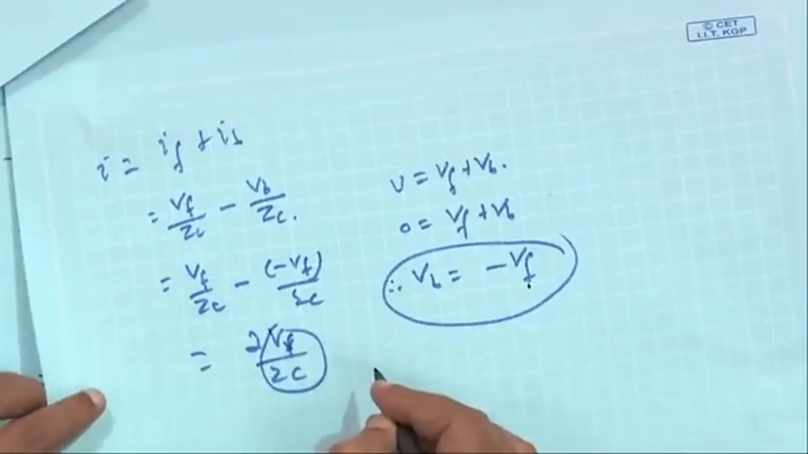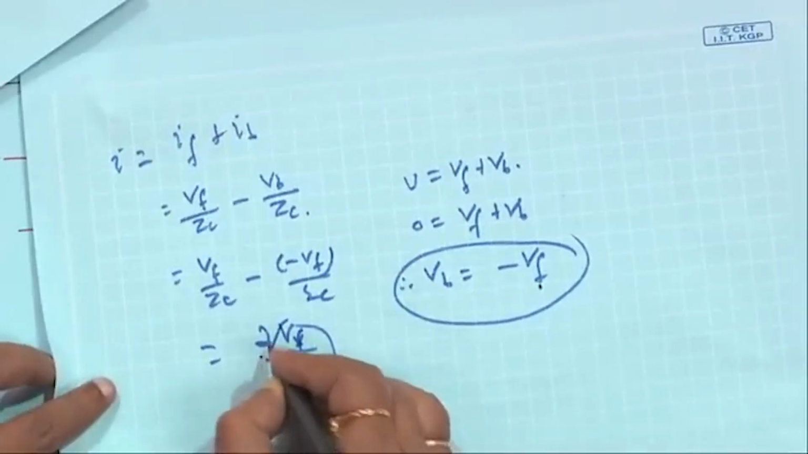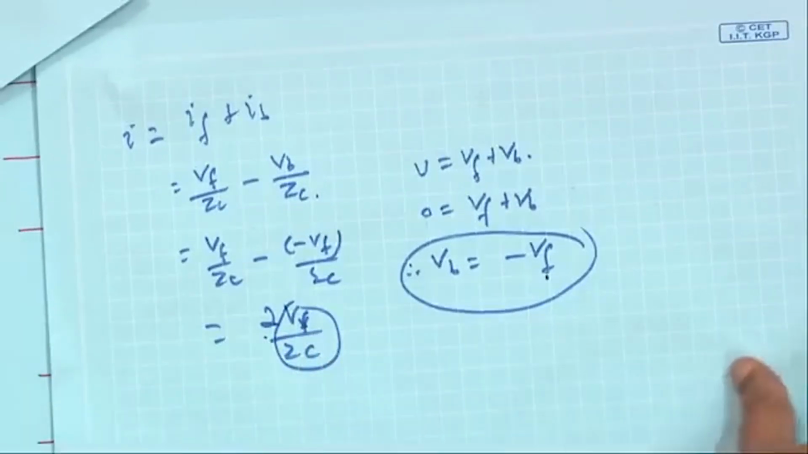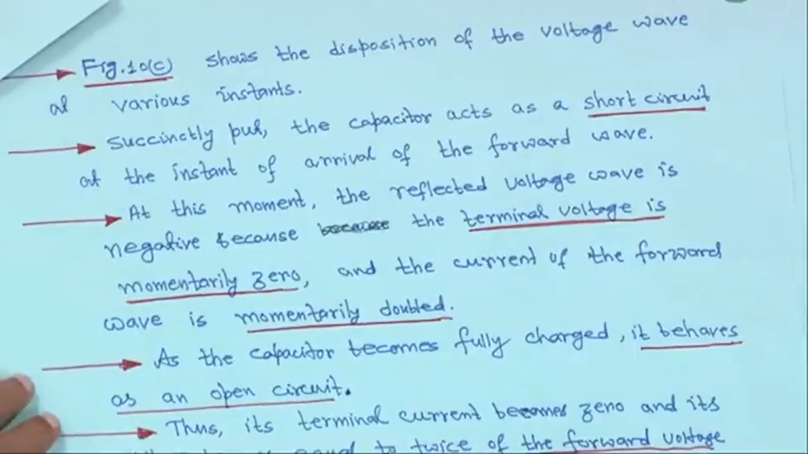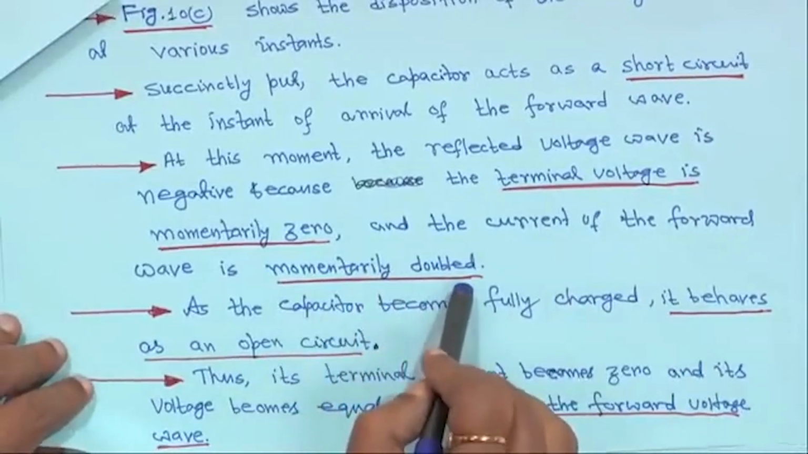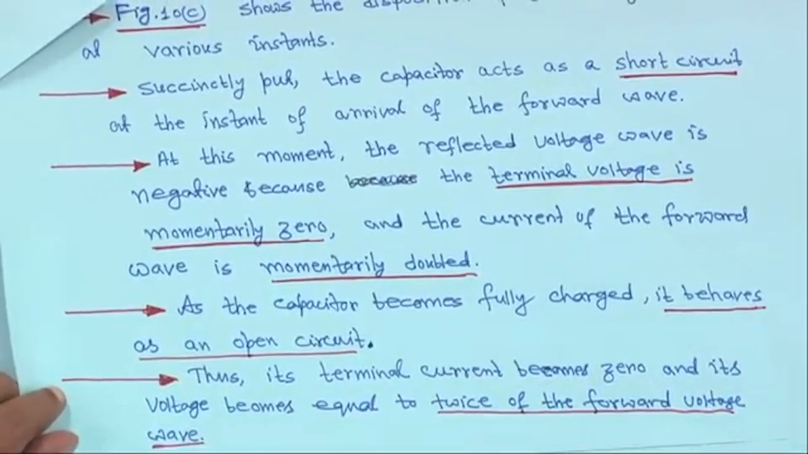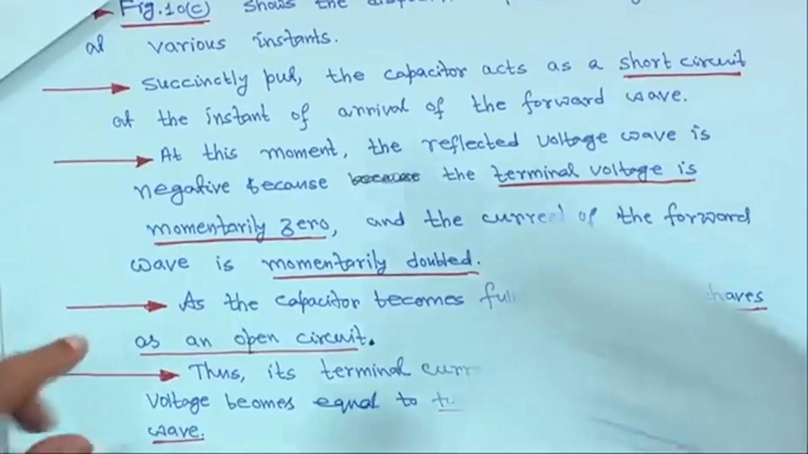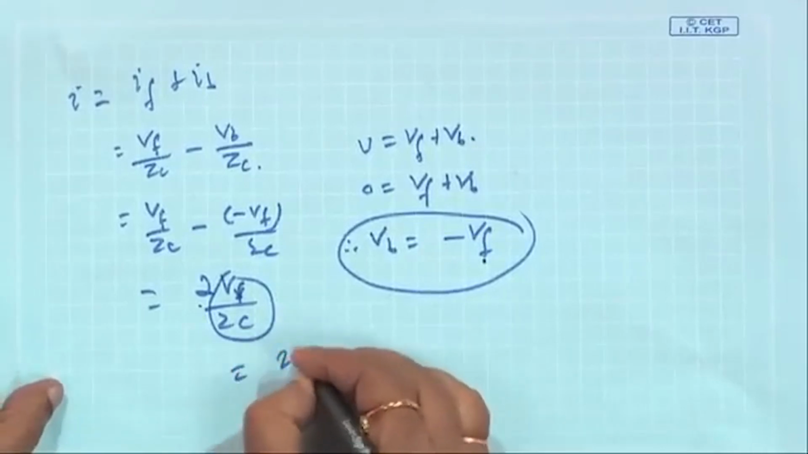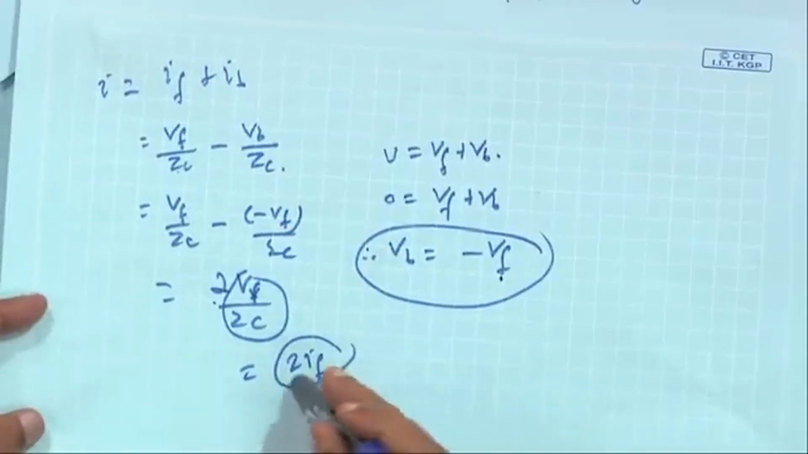Therefore, I F, the forward wave current, is equal to V F upon Z C, but at that moment it will be 2 into V F upon Z C. So, momentarily the voltage is 0, but the current of the forward wave is momentarily double. That means you can write 2 into I F, because V F upon Z C is equal to I F. So, that is 2 I F.